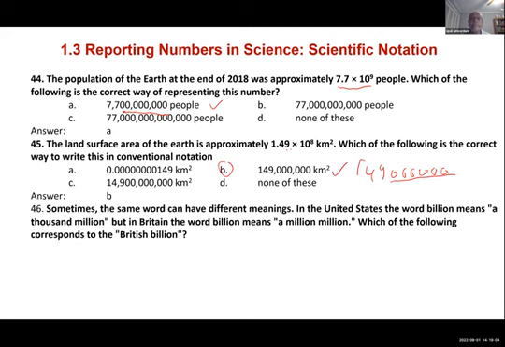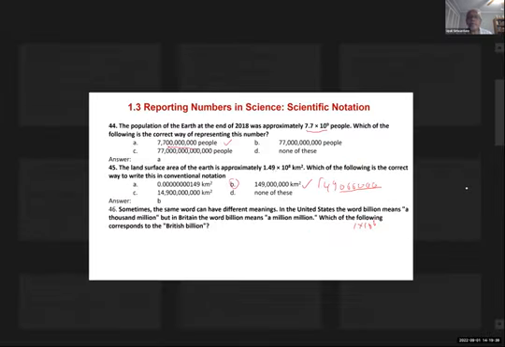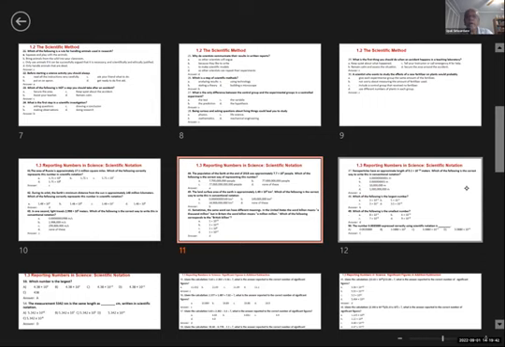Sometimes the same word can have different meanings. In the US, million means 1 times 10 to the 6. Remember I said that? So in the US it means a million.